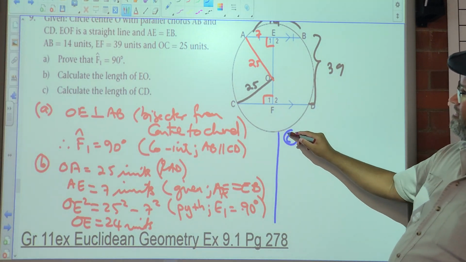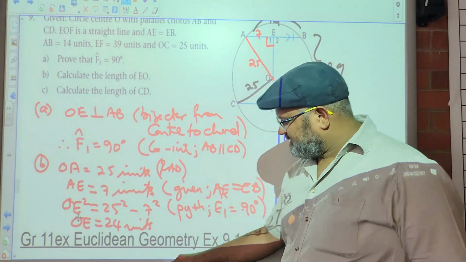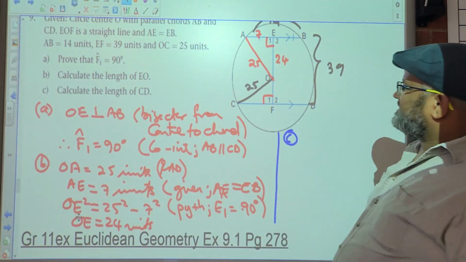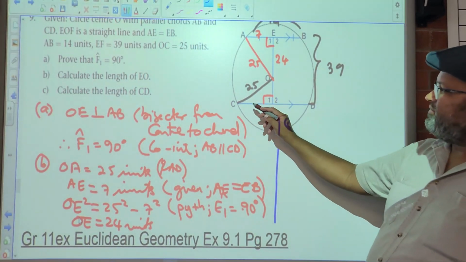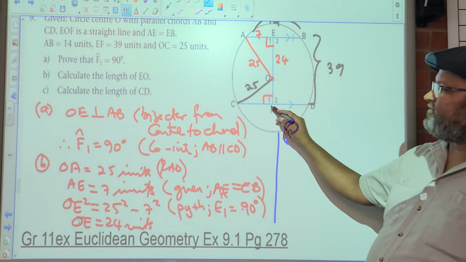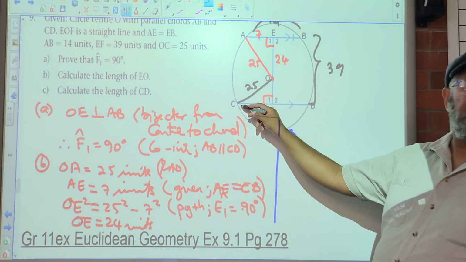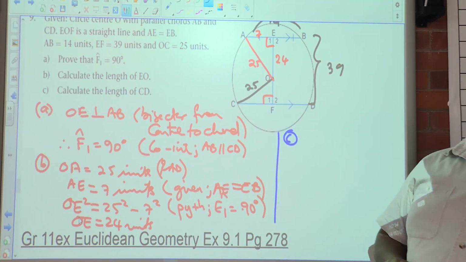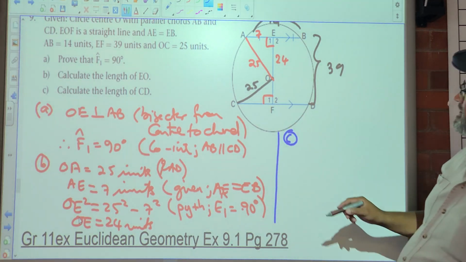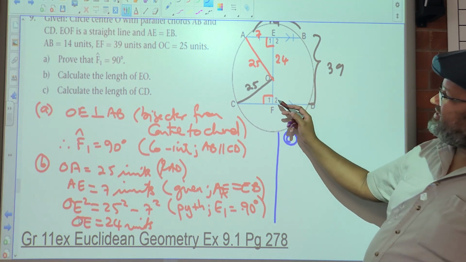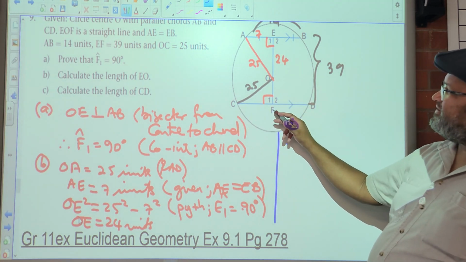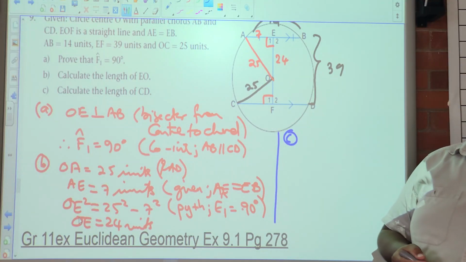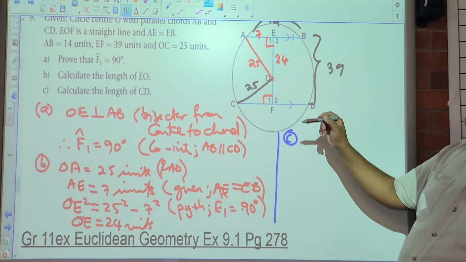Let's look at C. The question says calculate CD. But you all agree if I calculate CF, I can double it to get CD. Not so? Why? Perpendicular from center to chord bisects the chord. So I need to calculate CF, however, we first need to calculate OF in order to apply Pythagoras.